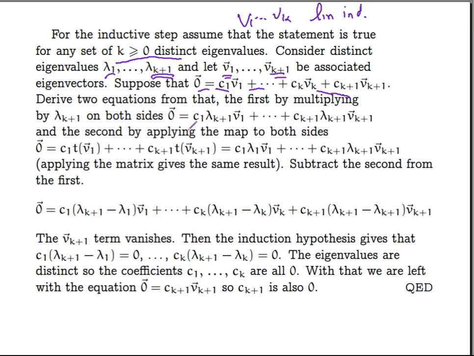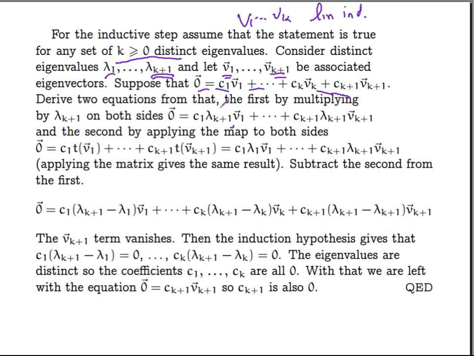Let's subtract the two equations. Notice that this one has a v1, and this one has a v1. If we subtract these two equations from each other, we can factor out the c1 v1, and this one has a lambda k plus 1, this one has a lambda 1. So the difference between these two terms exactly gives me this term here. If I do the same thing with the terms involving v2, I get c2 times lambda k plus 1 minus lambda 2 times v2.